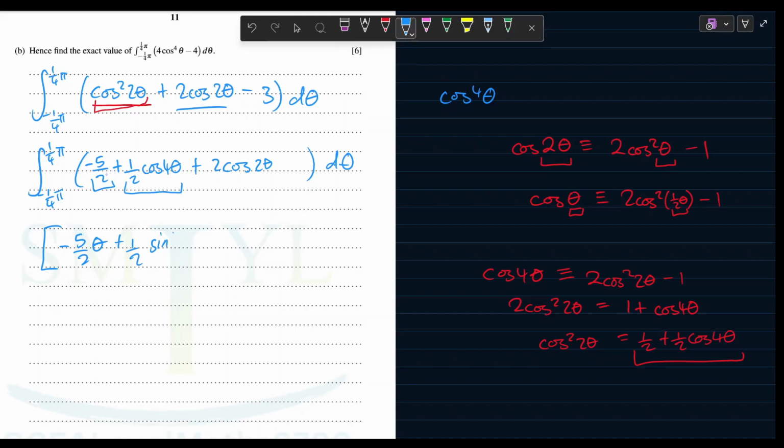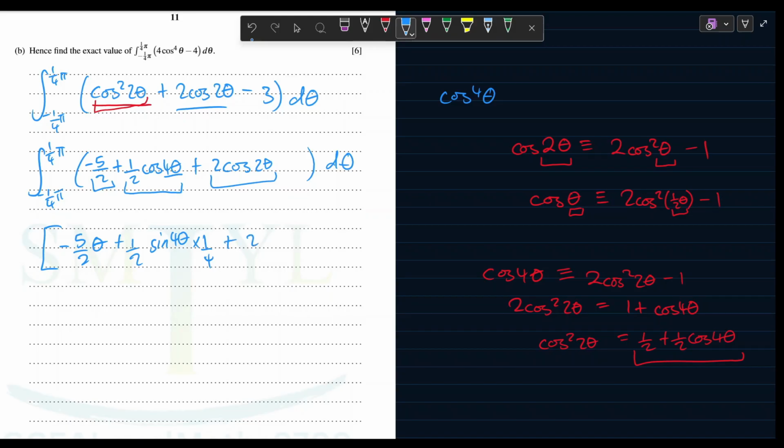So we've got sine 4 theta. And if you differentiate 4 theta, you get 4. So it means we're going to have to divide by 4. I'll just write it as times a quarter. Okay, and then let's integrate 2 cos 2 theta.